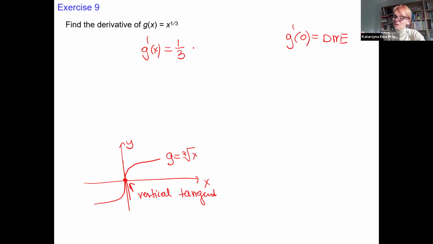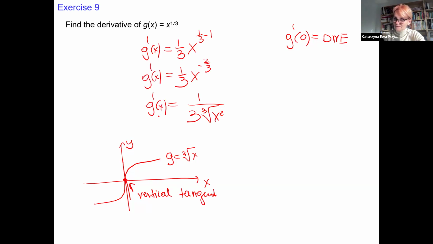The power rule: 1/3 x to the power of 1/3 minus 1. 1/3 x to the power of -2/3, which is 1/3 over the cube root of x squared. That means this is g prime of x.